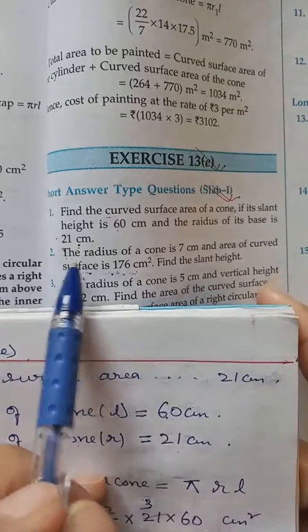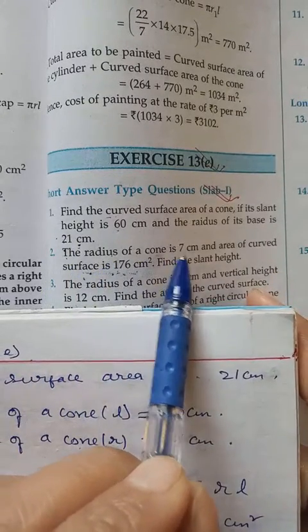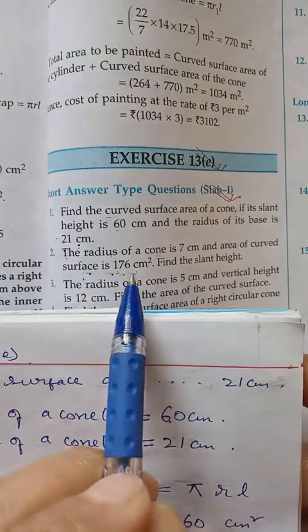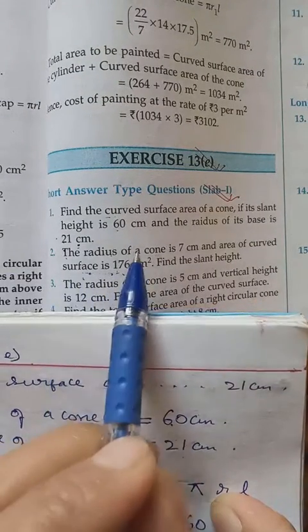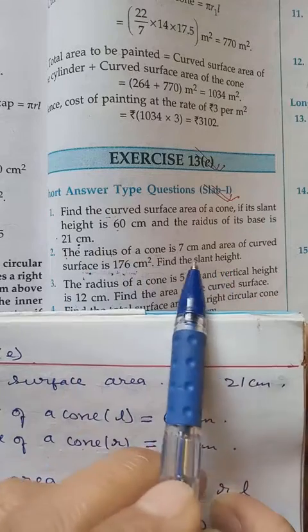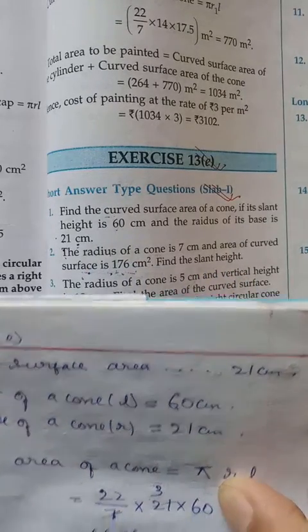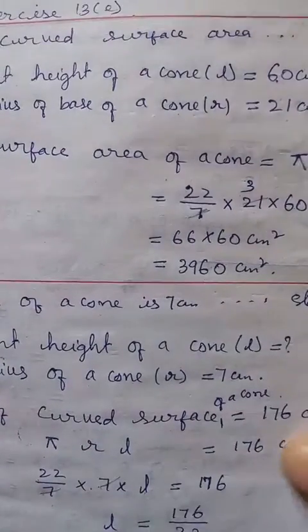Then number 2. We have the radius of the cone as 7 cm. The area of the curved surface is 176. They give us the area, they give us the radius. What is the aim? We have to find the slant height. We have the curved surface area, we know the formula, so let's make use of that.